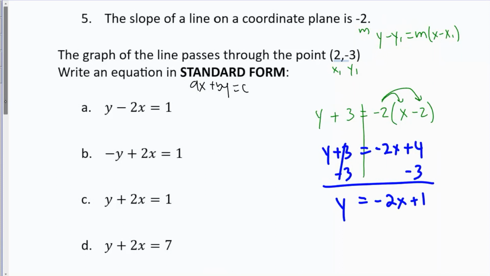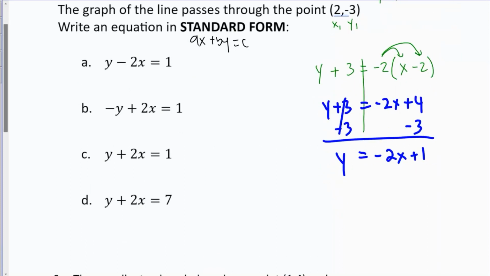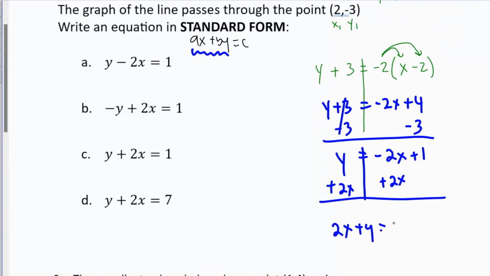And I want to make sure x and y are on the same side. And that's how I know I have it in standard form. So I'm going to add 2x to both sides. And I'm left with 2x plus y equals 1. That is the first way we can do it.